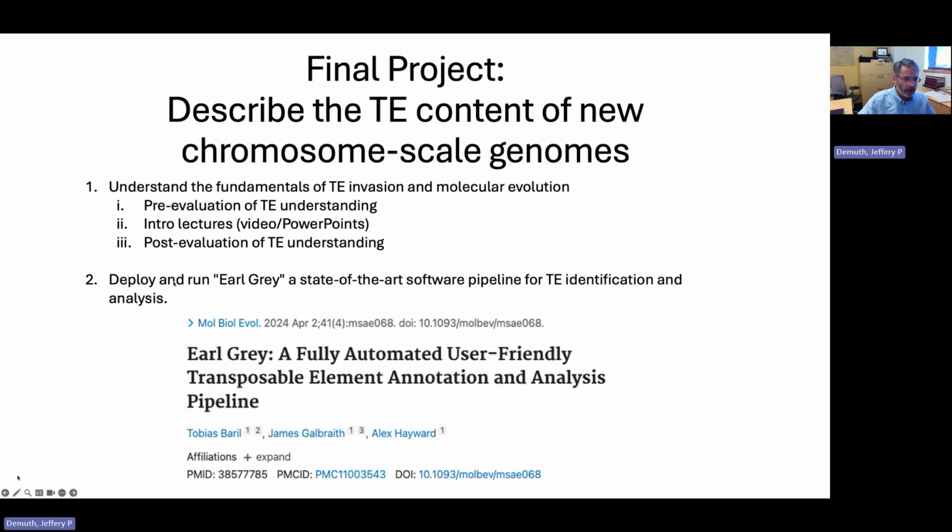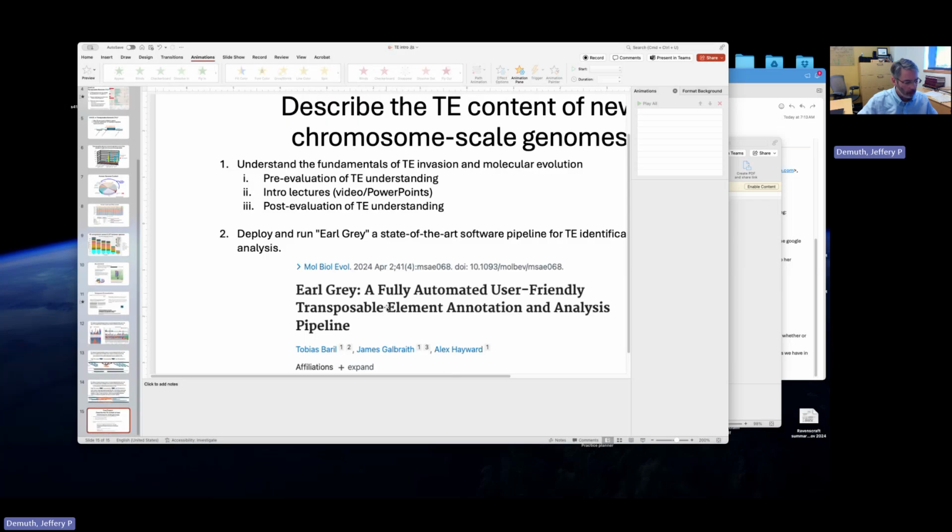And then in Module 2, we're going to learn to run Earl Grey, which is a state-of-the-art software pipeline for TE identification. Watch some videos that talk about the challenges of annotating TEs, and hopefully find some interesting stuff about the variation in transposon content across some really good genomes. Okay. So next thing for you is to go ahead and watch the molecular evolution video.